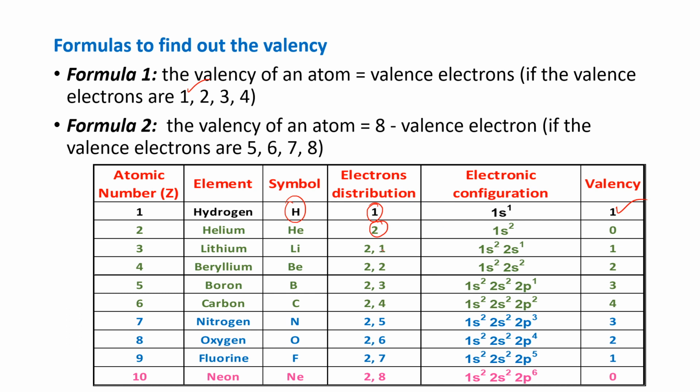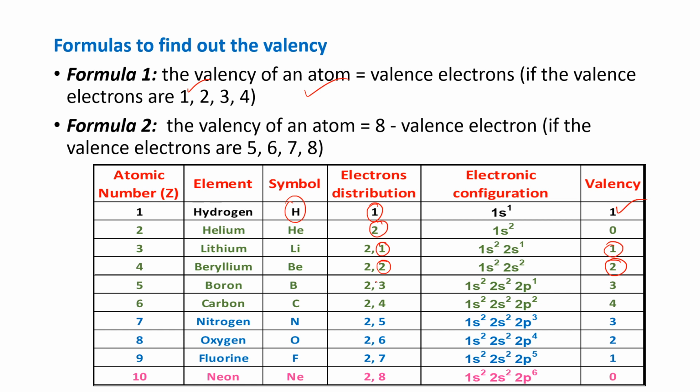So what is the valence electrons of the lithium? It is the one outermost electron, that is, valence electron is 1. So hence according to this formula, formula 1, its valency is also 1. Lithium valency is also 1. So next go to the beryllium. In the beryllium, the outermost valence electrons are 2. Okay, if the valence electrons are 2, its valency is also 2.